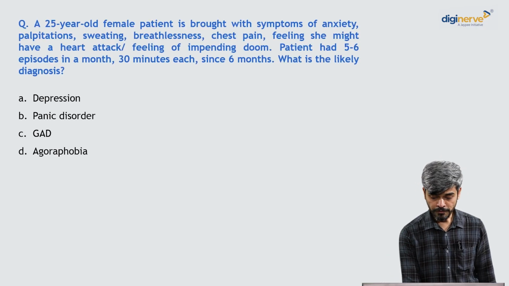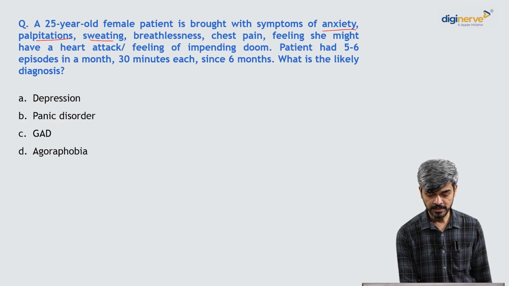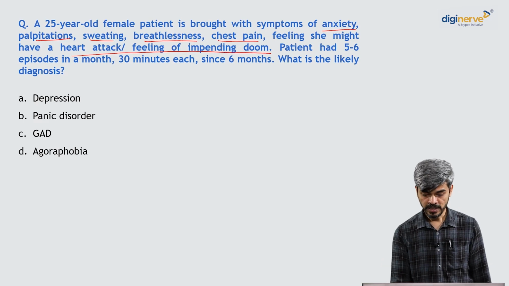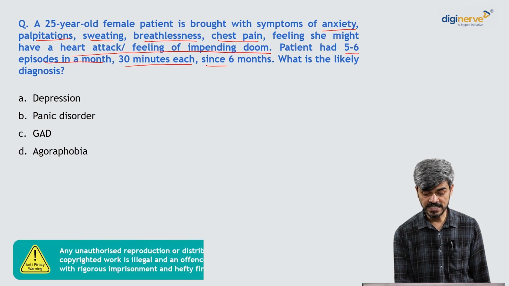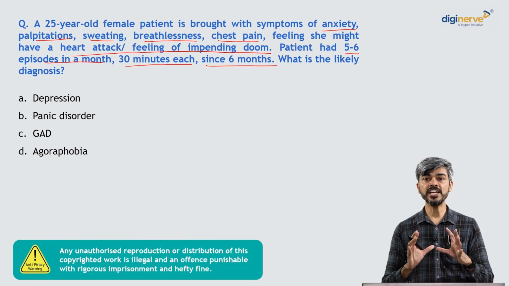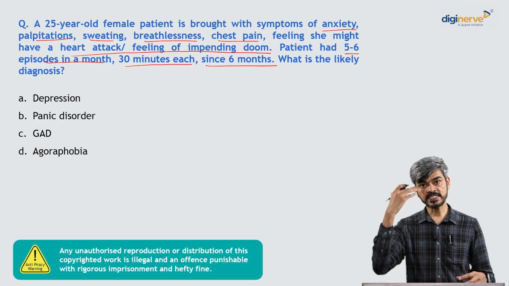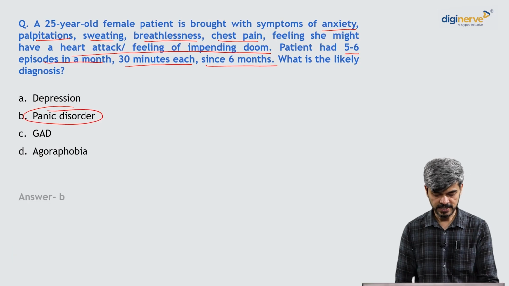A 25-year-old female patient is brought with symptoms of anxiety, palpitation, sweating, breathlessness, chest pain, feeling she might have a heart attack, feeling of impending doom. She may die. Patient had 5 to 6 episodes in a month, 30 minutes each since 6 months. What is the likely diagnosis? So very clearly, this person is having intense bursts of anxiety with lot of physical symptoms and a sense of impending doom. So the diagnosis here is panic disorder, right?